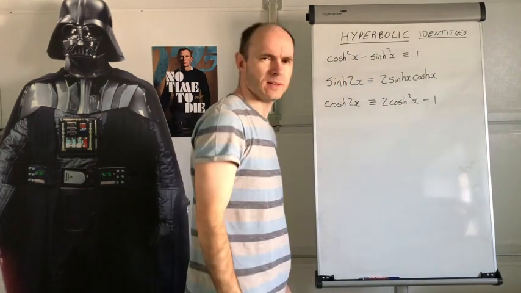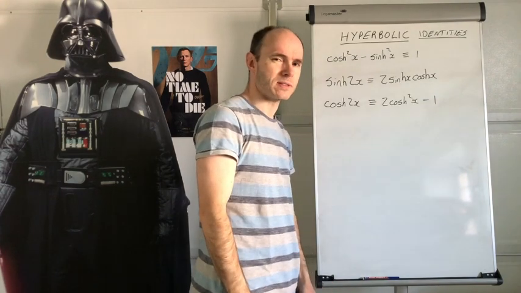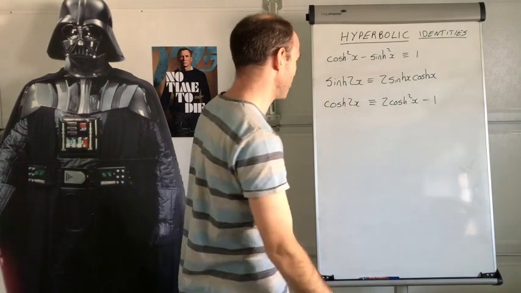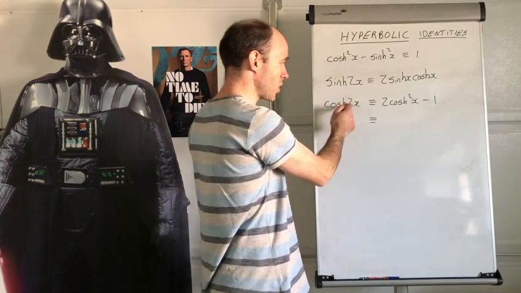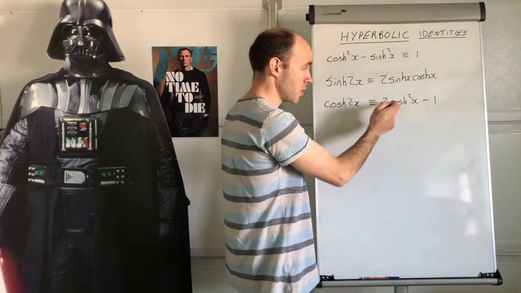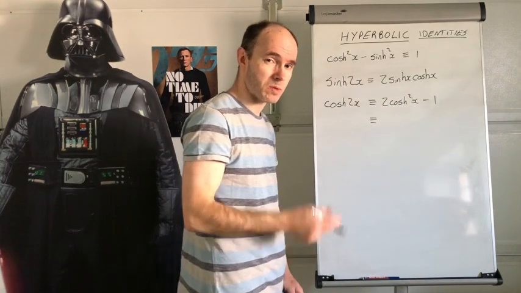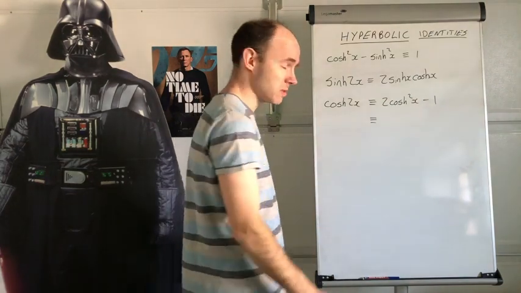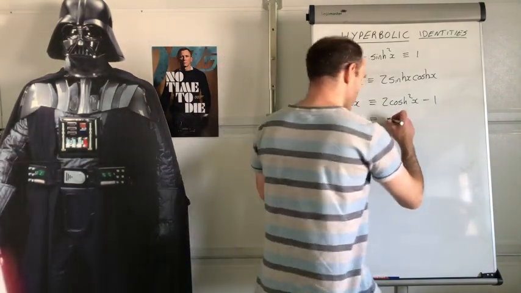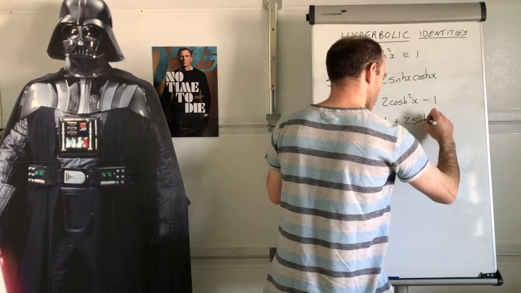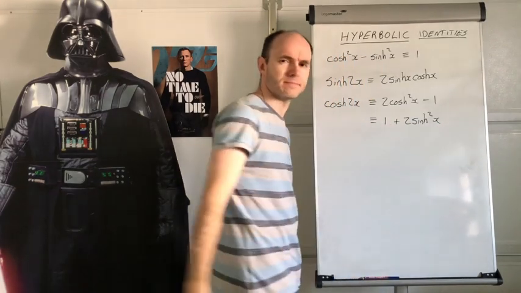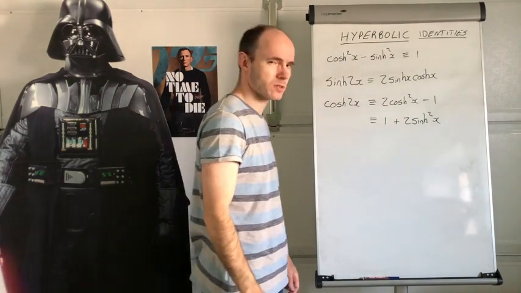You're probably thinking, how many of these are the same as trigonometric identities? Quite a few. Now, with the trigonometric counterparts, cos 2x, there were 3, weren't there? There's 2 cos squared x minus 1. The next one was 1 minus 2 sin squared x, wasn't it? This one though is 1 plus 2 sinh squared x. Not quite the same.